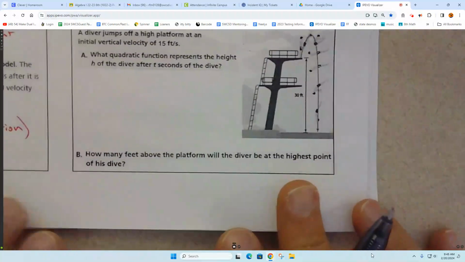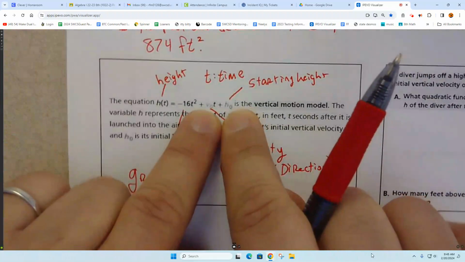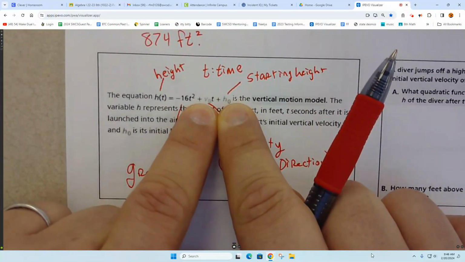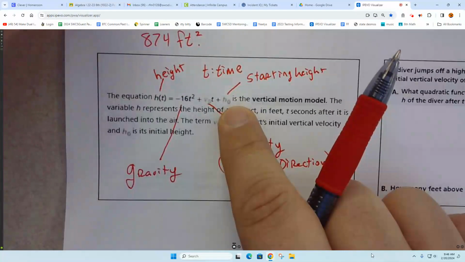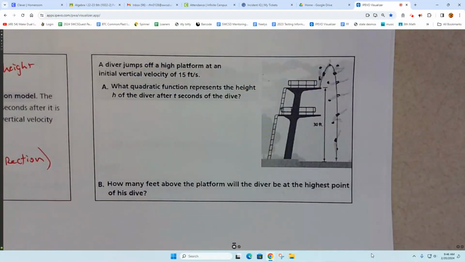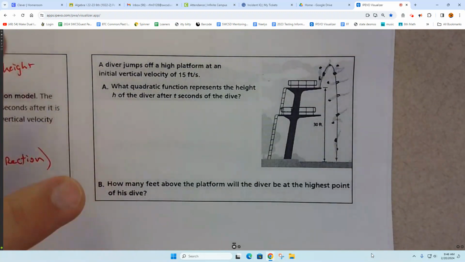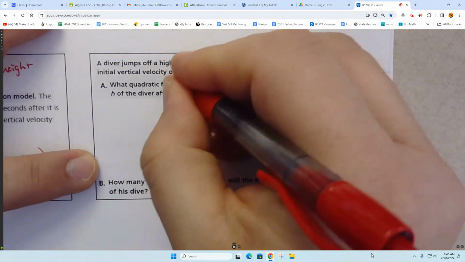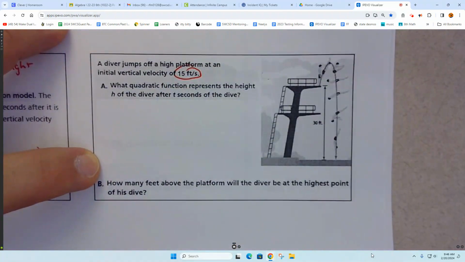Now, looking at this next one. If you have these two things, the initial velocity and the height, you can predict every moment, every second of this person's or object's movement. This is how we get things into space and get them to stay there. A diver jumps off a platform at an initial velocity of 15 feet per second.